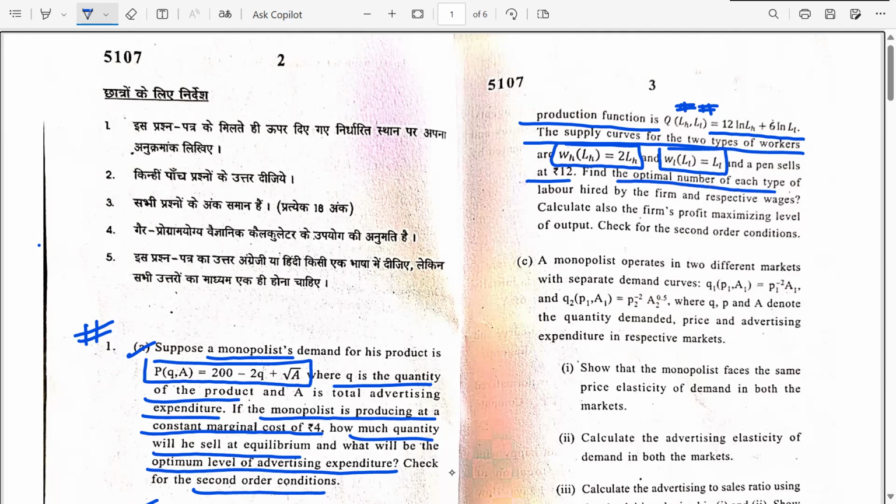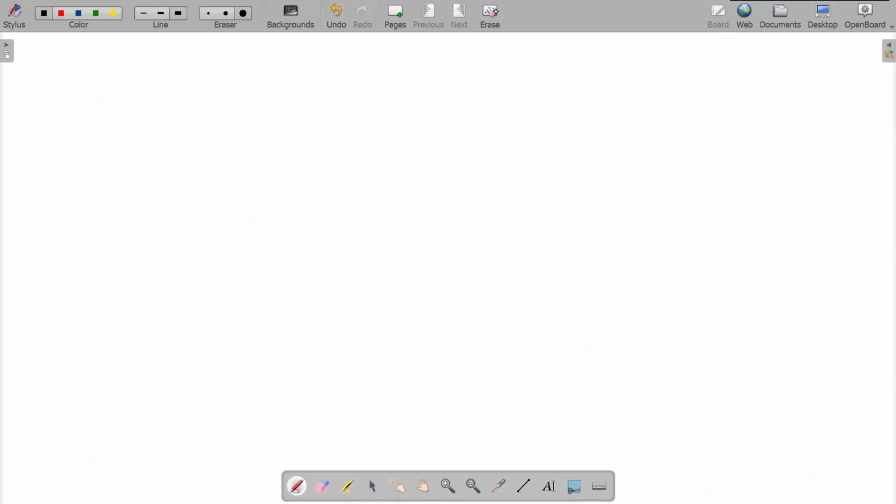Find the optimum level of each type of labor hired by the firm. That means we need to find the optimal values LH star and LL star. And we need to find the respective wages. We also need to calculate the firm's profit maximizing level of output and check for second order conditions. So let's quickly come to the whiteboard to solve this. Okay, let's look at question 1, part B.